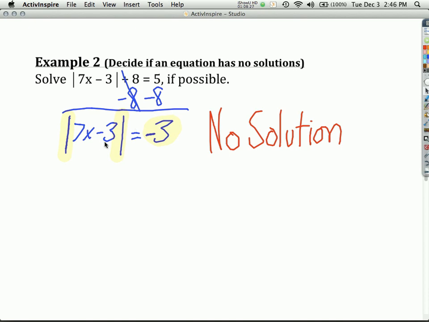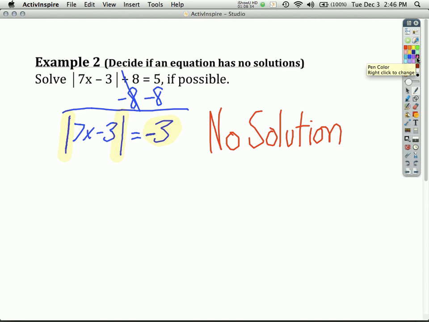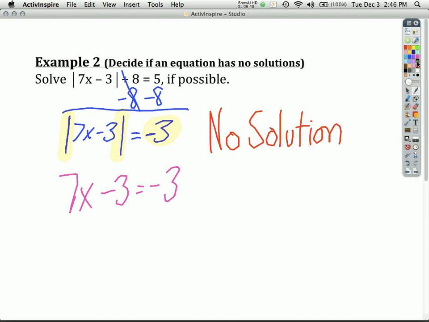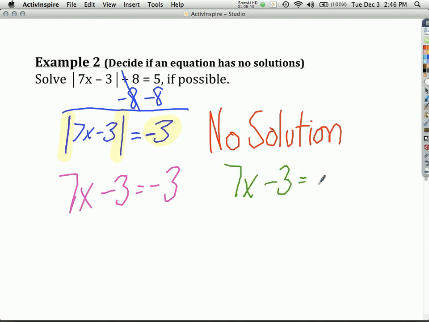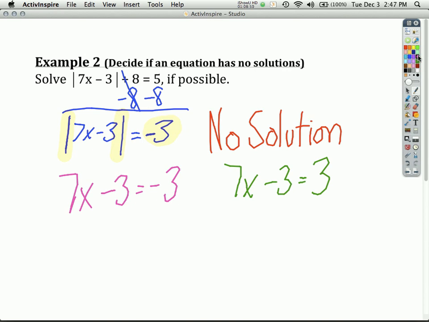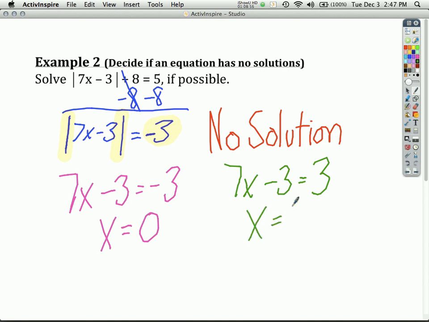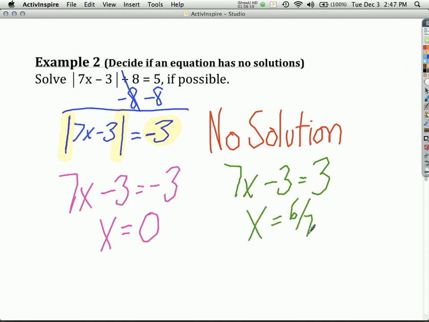Now, let's say you got confused, and you didn't pay attention, and you just went ahead and kept going. And you did this. 7x minus 3 equals negative 3, and then you wrote another one like you were taught, 7x minus 3 equals positive 3. And then you solve both of them. The one on the left we just did comes out to x equals 0. The one on the right comes out to x equals 6/7. So we got 2 solutions. So what's the problem? I followed the sequence, I followed the rules, I got 2 solutions, but why am I wrong? Why is it wrong?